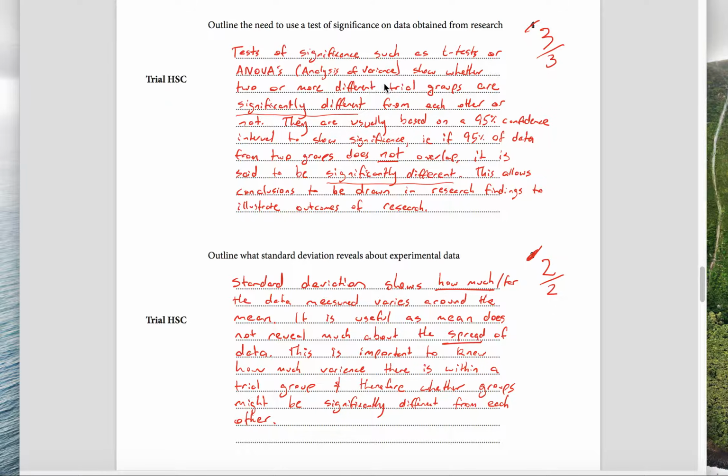These show whether the data is significantly different from each other, and they're usually based on a 95% confidence interval. So if the data from the two groups does not overlap, it's said that they're significantly different. This allows conclusions to be drawn in research findings to illustrate outcomes of research.